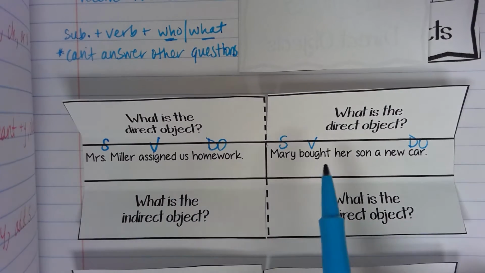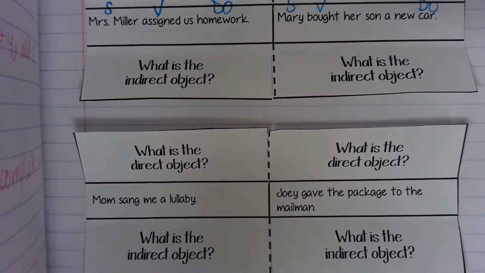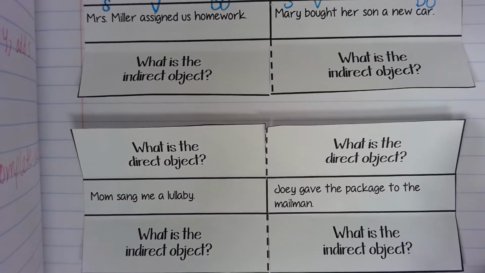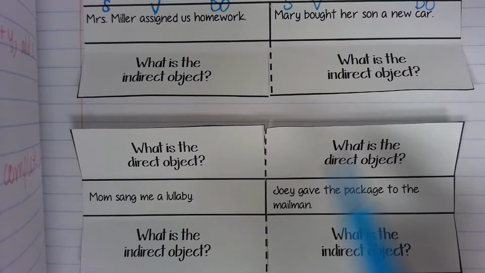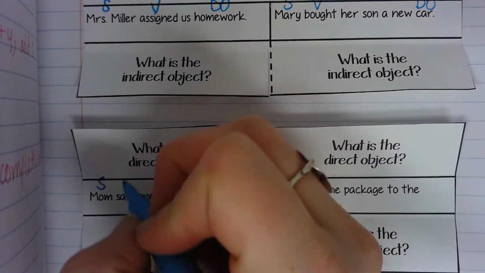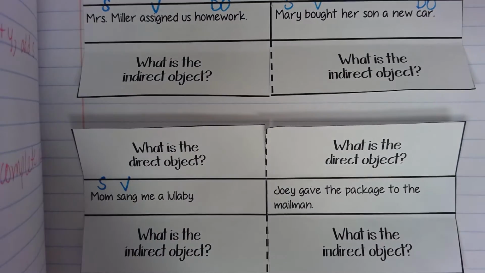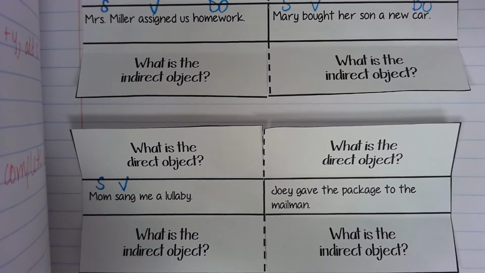Okay, next one. Mom sang me a lullaby. Mom is our subject. And what did she do? She sang. Sang who? You could say sang me, but she's not singing me. She's not singing that word me. She sang what? Sang lullaby. So lullaby is our direct object.